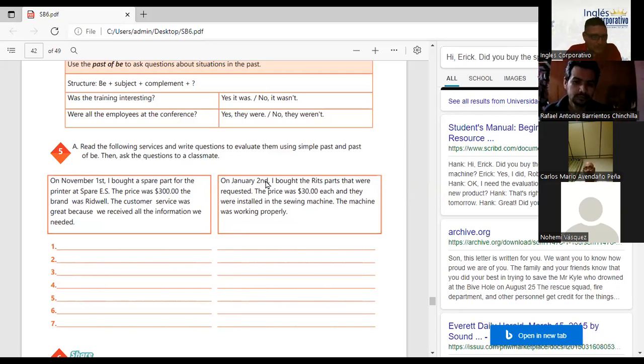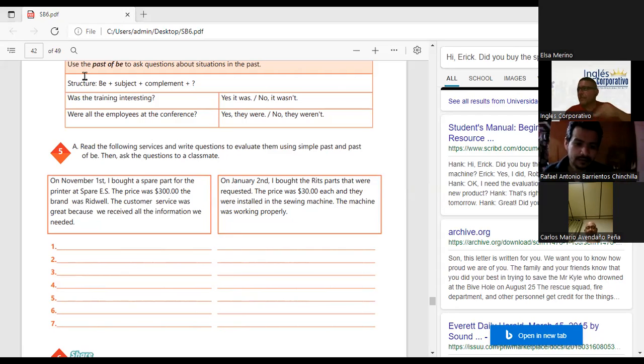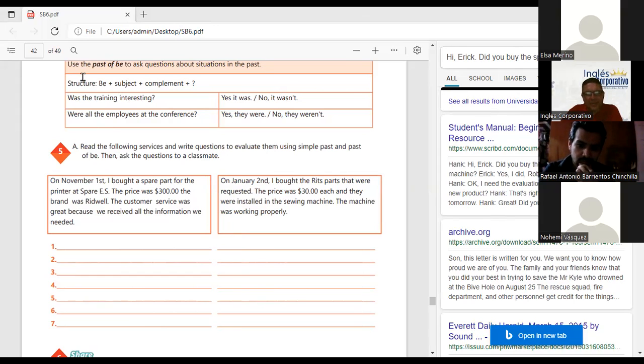Questions or comments, people? Ya usted se acaba de comer una hamburguesa y alguien le va a preguntar, ¿estaba buena? ¿Cómo va a preguntar si estaba buena? Did the hamburger cook? Mm-mm. Yes, Elsa. Was the hamburger good?